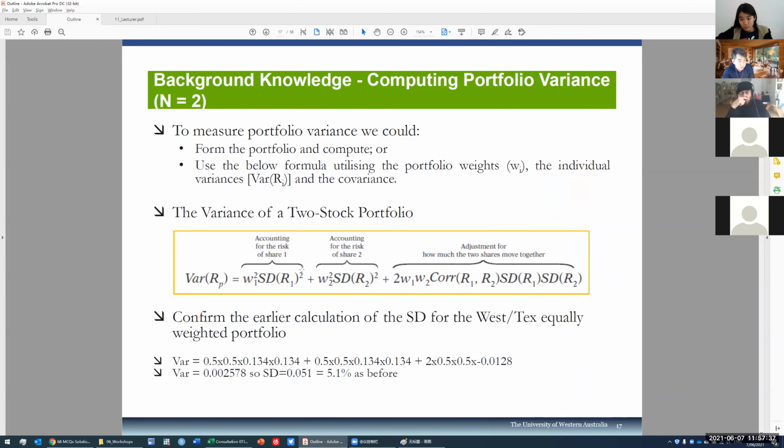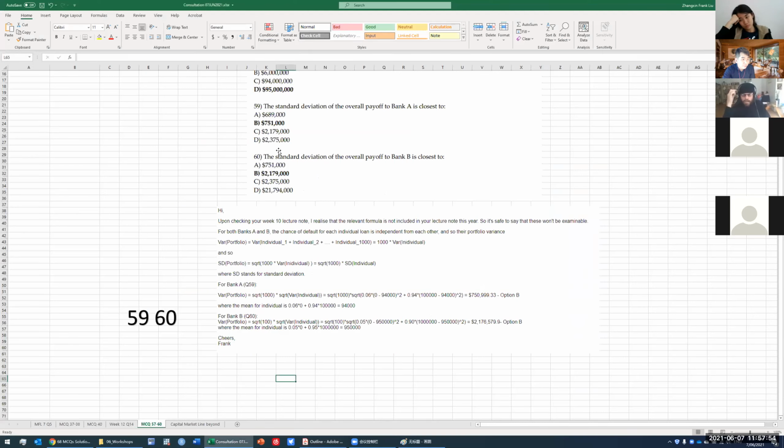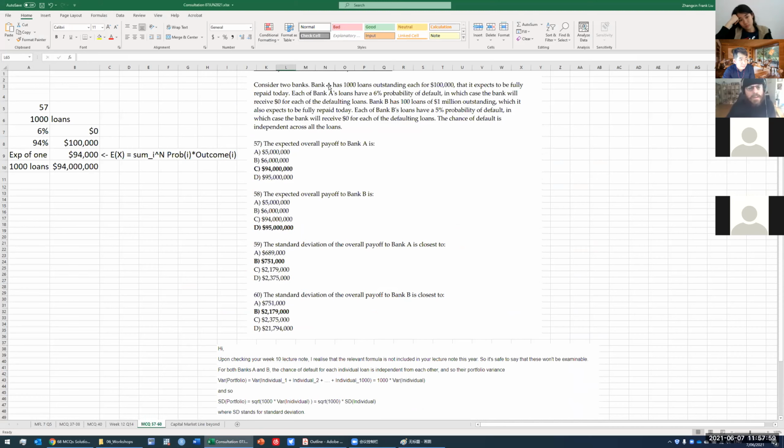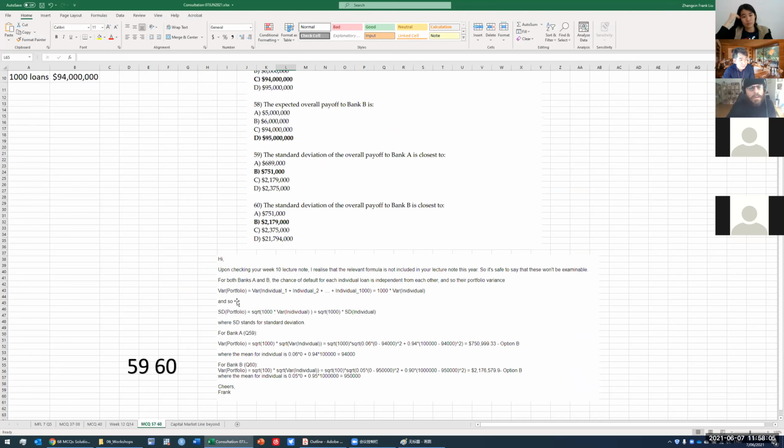If you take a look at the two stock portfolio case, if we have two stocks that are independent, the correlation is 0, which means the variance is going to be the sum of the individual variances, right? And then for question 59, given all the 1,000 loans underlying bank A are independent from each other, because the chance of default is independent, the variance of the portfolio is just going to be the sum of the individual ones. In this case, you have 1,000 of them, so that's just 1,000 times that, right? So that equation over here.